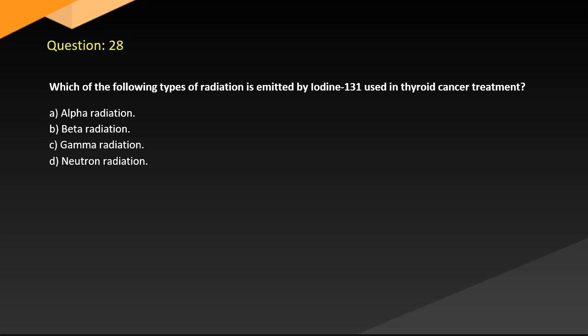Question 28. Which of the following types of radiation is emitted by iodine-131 used in thyroid cancer treatment? A. Alpha radiation. B. Beta radiation. C. Gamma radiation. D. Neutron radiation.